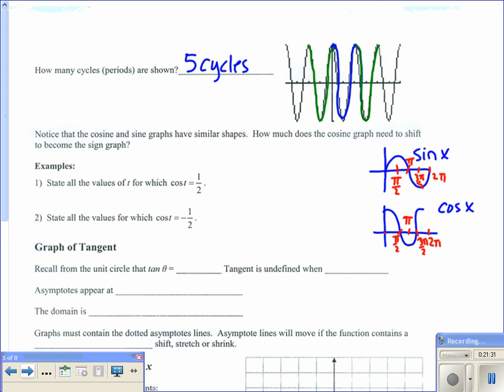So if you look at these two graphs, notice that the difference between the sine and cosine graph is a shift of pi over 2. So why don't you see if you can write the transformation for the sine and cosine graph, and then we'll talk about it in class. We'll also talk about these two examples right here in class as well. So see if you can answer them, and then we'll go over them.